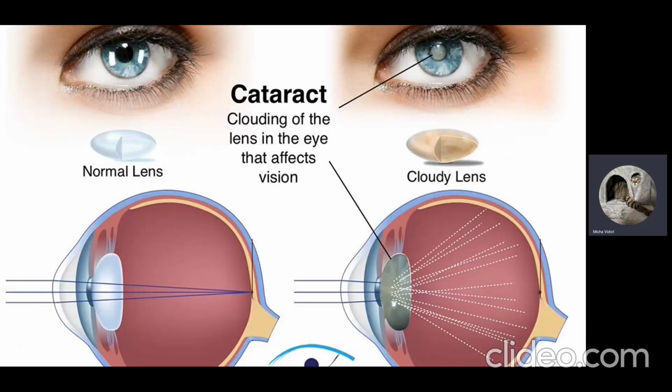Cataracts is when your lens degeneration becomes so bad that the proteins become opaque and you can't see through your lens at all. And you can have an operation to remove your lens and get it replaced with a prosthetic.